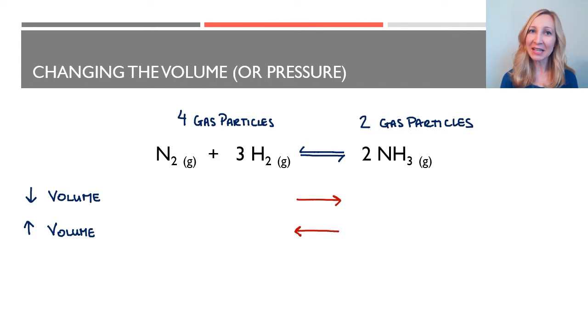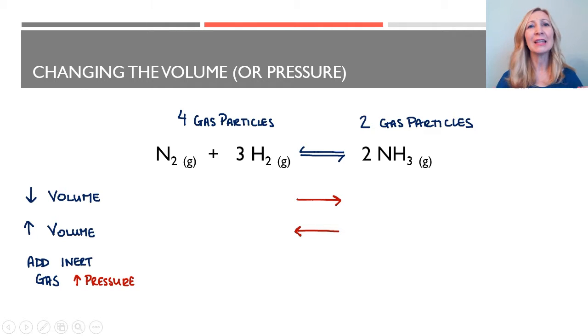Now, what happens if we add an inert gas to this mixture? You know, if we decrease or increase the volume, the pressure changes. But what happens if we add a gas that does not react? That's what we mean by inert: a gas that does not react with the particles that are already in the container. Now we know the pressure will increase because we're increasing the number of particles in the container. But because these gas particles are not participating in the reaction, there's no effect on the equilibrium.